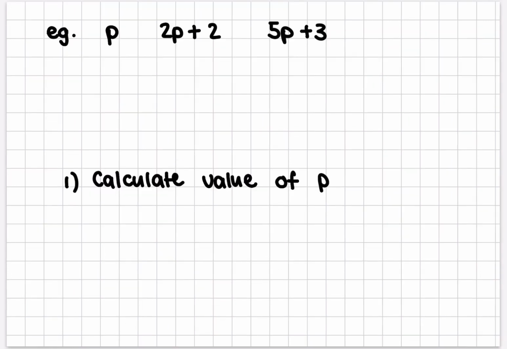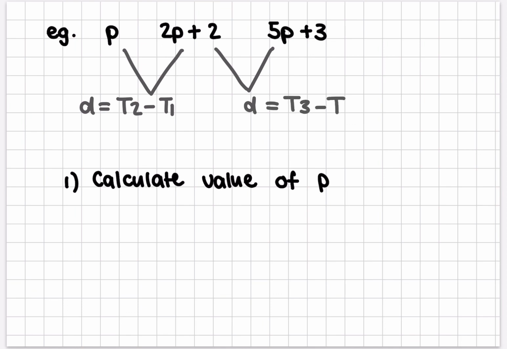Okay, so let's get onto a slightly trickier example. Here we have p, 2p plus 2, and 5p plus 3. So let's map it out. So here and here, the formula for our constant difference is T2 minus T1. And over here, it's equal to T3 minus T2. So let's sub in T2 and T1 over here. We have 2p plus 2 minus p.